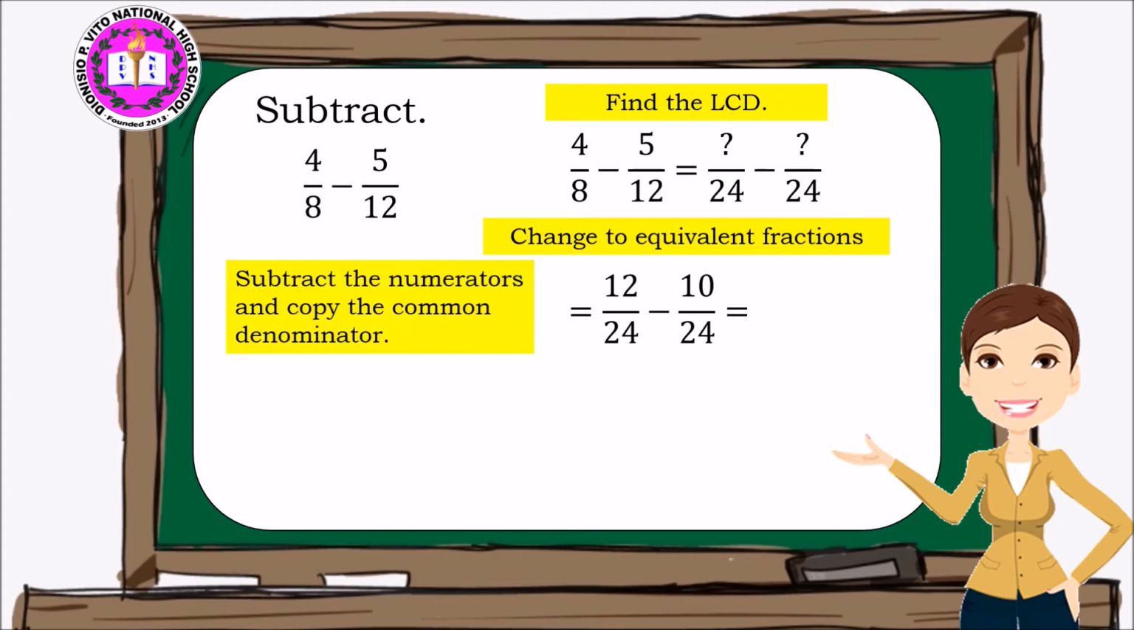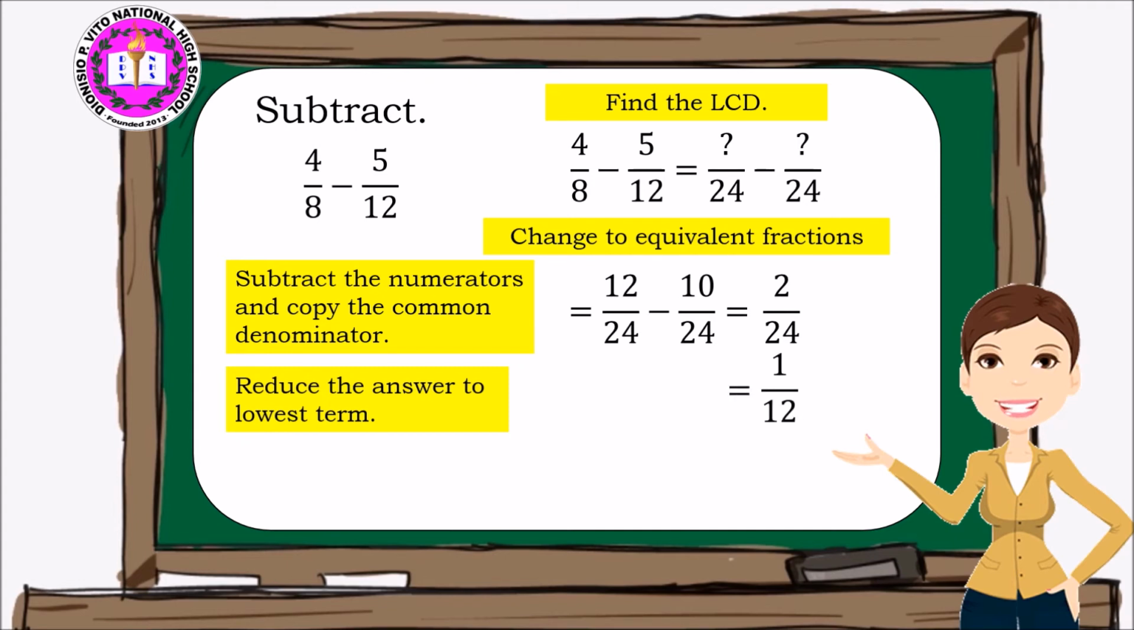Then, we're going to subtract the numerators and copy the common denominator. So we have 12 over 24 minus 10 over 24 is equal to 2 over 24. Then, we're going to reduce the answer to lowest term. So 2 over 24 is equal to 1 over 12. Therefore, 4 over 8 minus 5 over 12 is equal to 1 over 12.